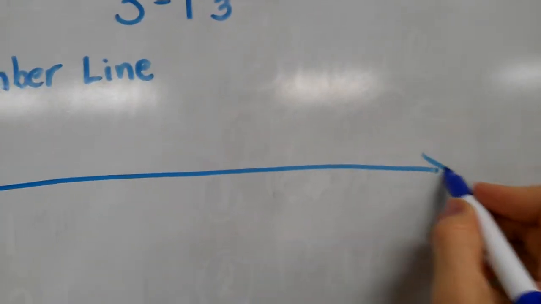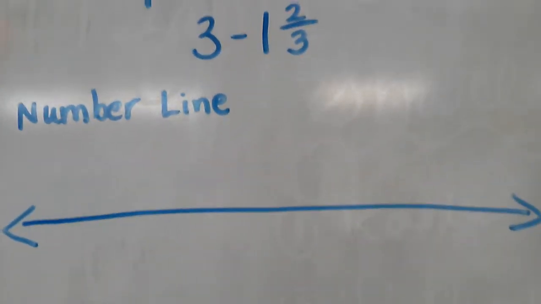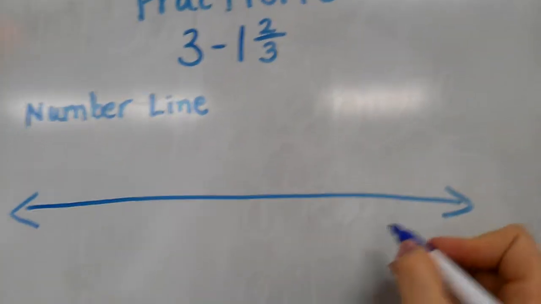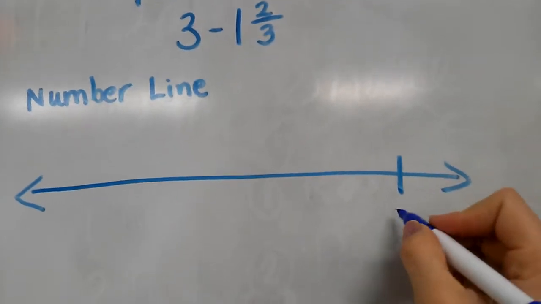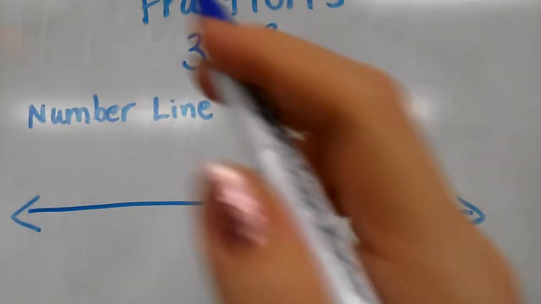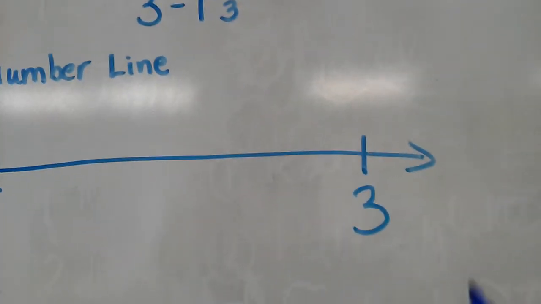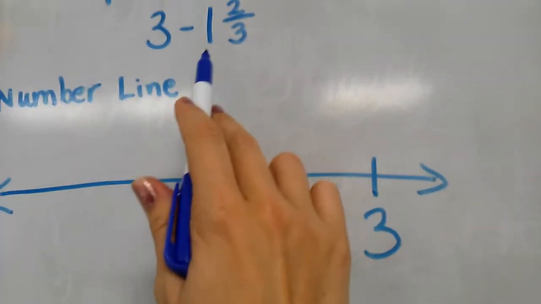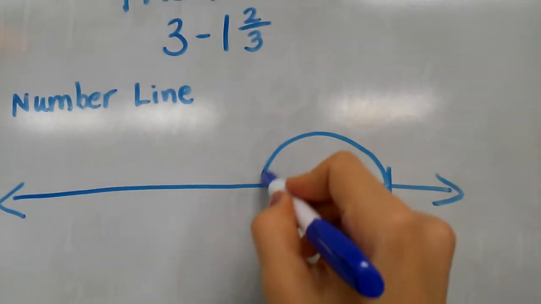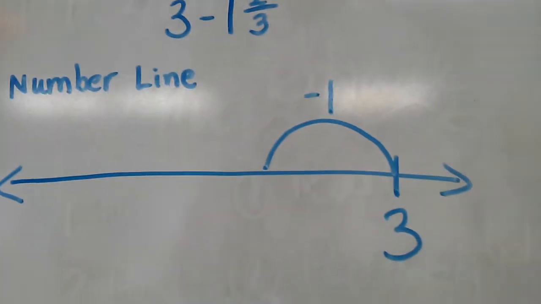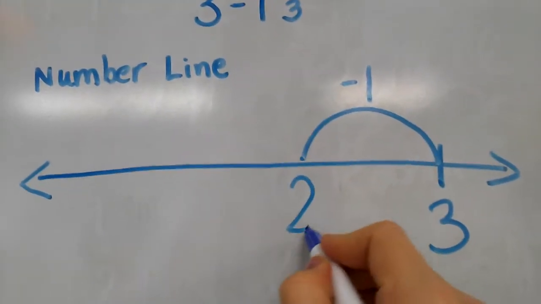So the first thing we can do is we can just subtract our whole numbers. So since I'm subtracting, I'm going to start over here with 3. And then I'm going to take away or subtract 1 2/3. So I'm going to take away my whole number first. So I would make a jump of -1. That would place me at 2.